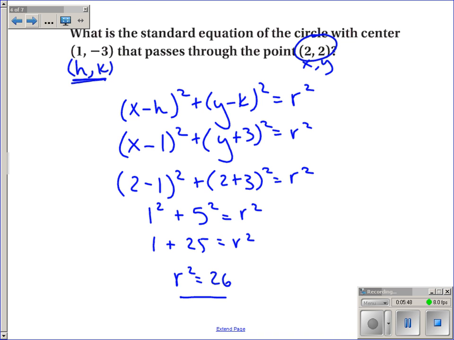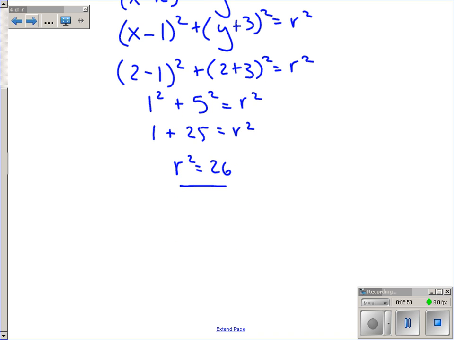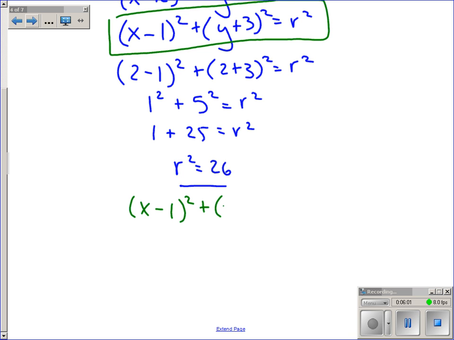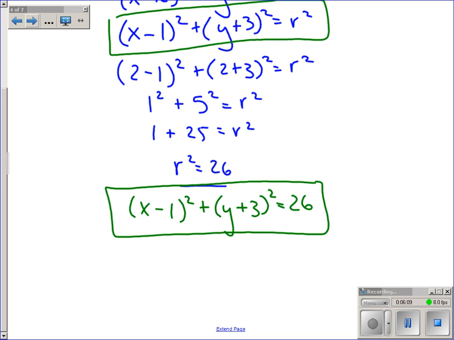Okay, so now I have all the pieces that I need. I'll plug it back in using this part, x minus 1 squared plus y plus 3 squared is equal to 26. And this would be the equation that would have a center at 1, negative 3, would go through the point 2, 2, and have a radius of the square root of 26.